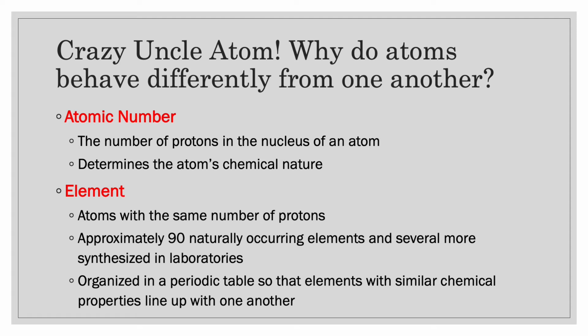Chemists ultimately organized elements into a periodic table so that we can look at elements with similar chemical properties and evaluate how one element might interact with another if they came into contact with it.